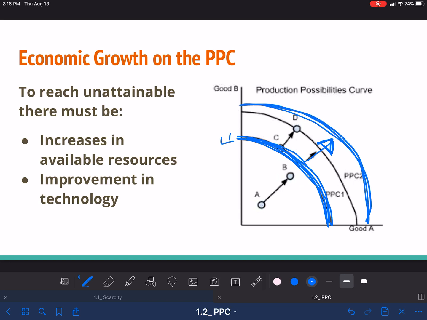Let's say we could make 4 of good B and 3 of good A at our original curve. Well, now we're growing, so now we can make 6 of B and 6 of A.